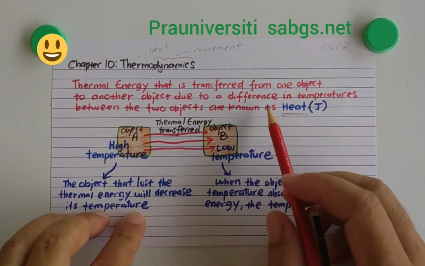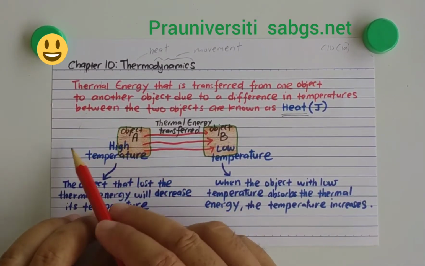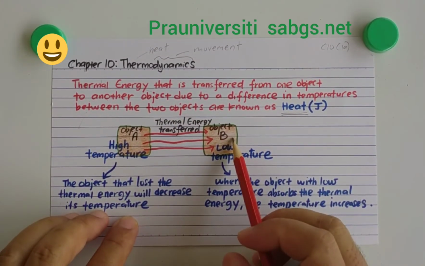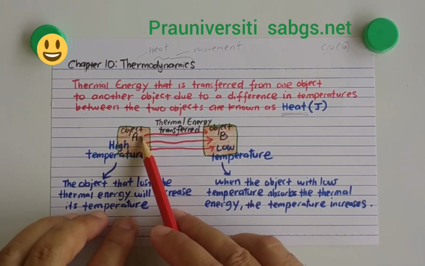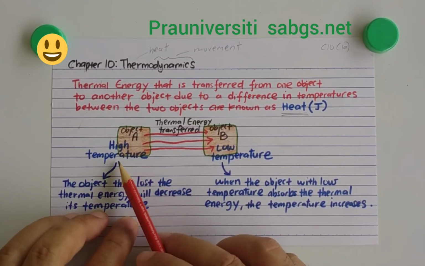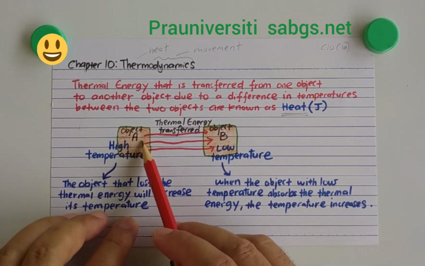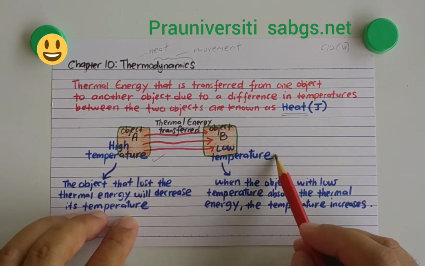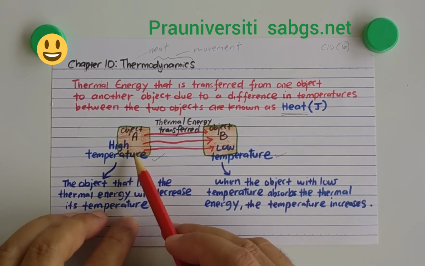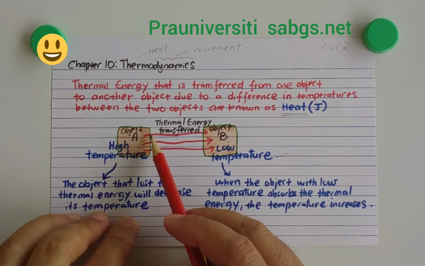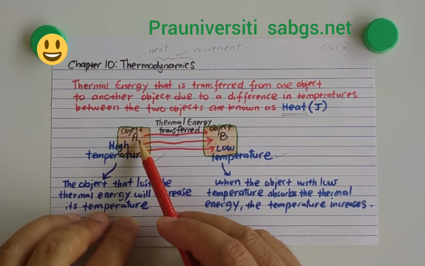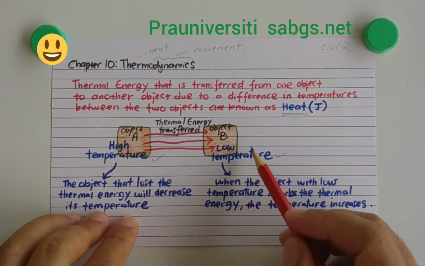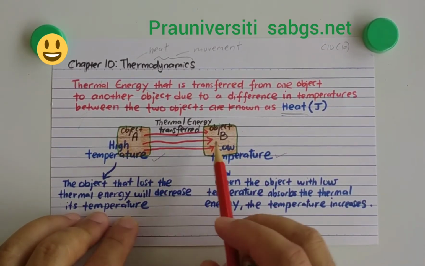So between the objects. Okay, we look at this diagram. We have object A and object B. Both objects are different in temperature. Object A has a high temperature, and object B has a low temperature. We can see the thermal energy is moving from the high temperature object to the lower temperature object, that means from A to B.